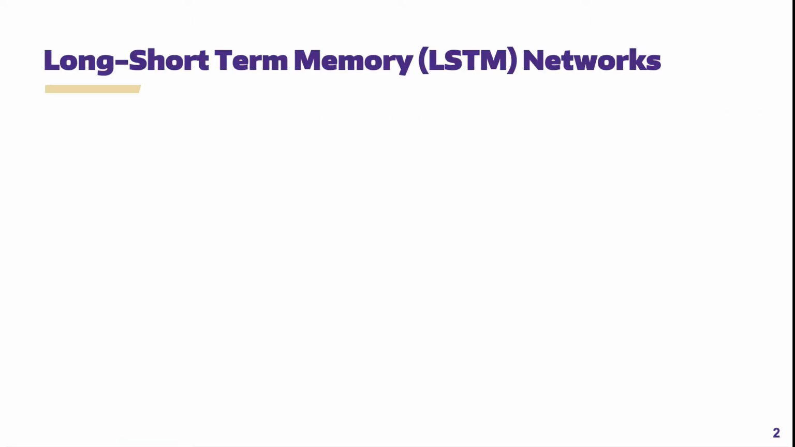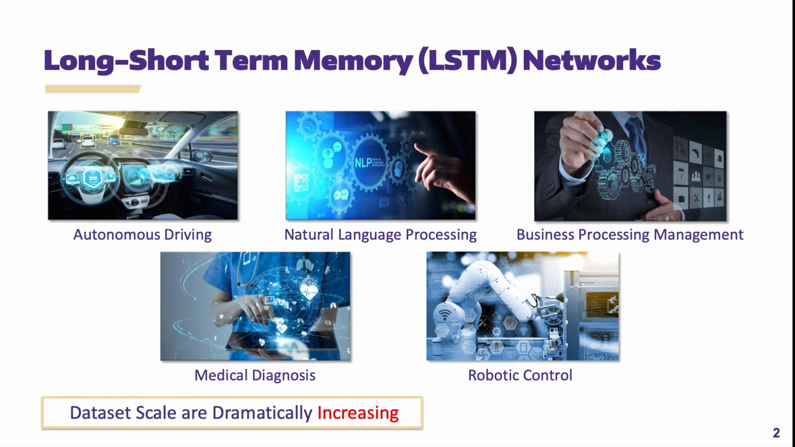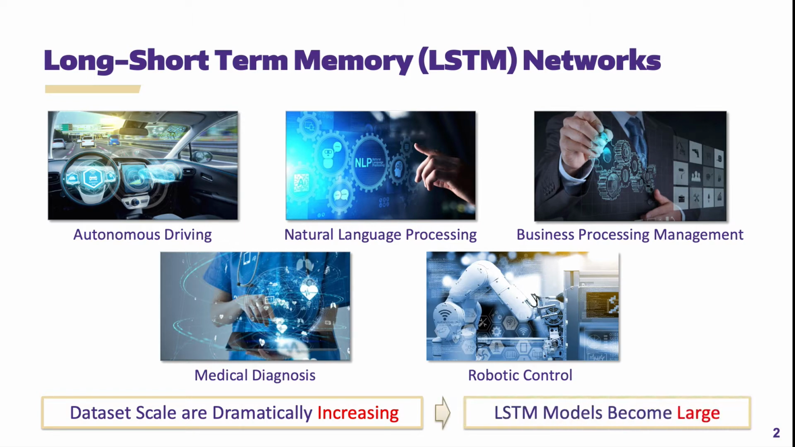LSTM stands for Long Short-Term Memory Networks. This is one of the most popular types of recurrent neural network, and it has been widely applied in real-world applications, for example, the figure we showed here. So we can see that the LSTM actually becomes more and more important. The use cases are increasing and the data scale also grows, which eventually makes the LSTM model become larger and larger. And these large LSTM models become complex and hard to train for both real-time on-device training or offline training.